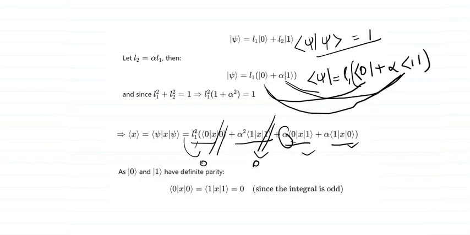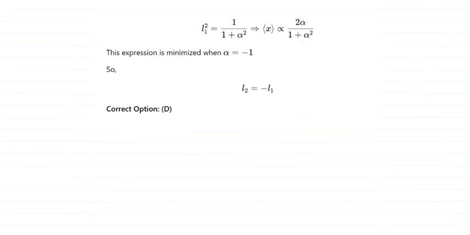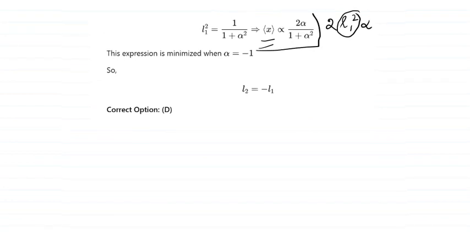So the expectation value of x, combining both of these, we are having 2 L1 square into alpha. Instead of L1 square, let us substitute 1 by 1 plus alpha square. So we get this expression. So the expectation value of x is directly proportional to 2 alpha by 1 plus alpha square.